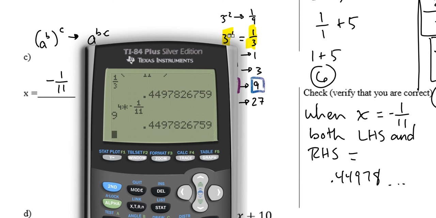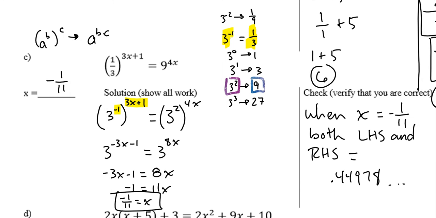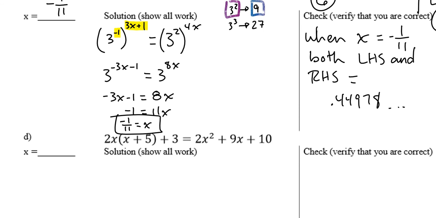And that's really what we're looking for, right? We're looking for a value of x that makes this equality statement true, and when x is -1/11, both the left hand side and the right hand side are genuinely equal to each other.